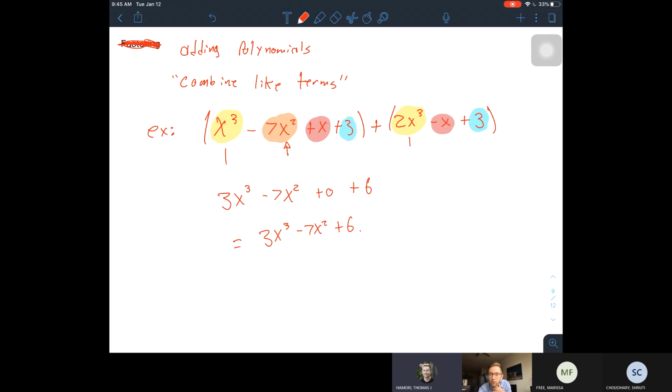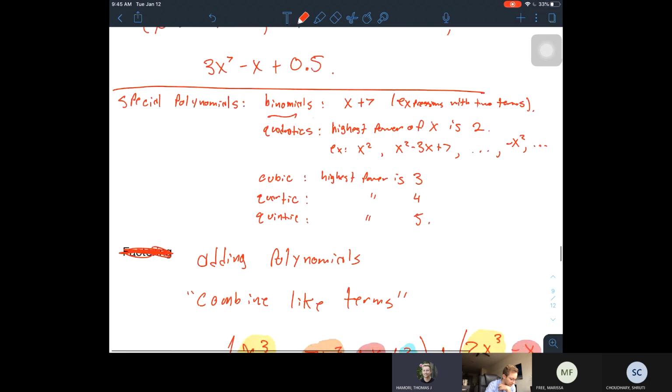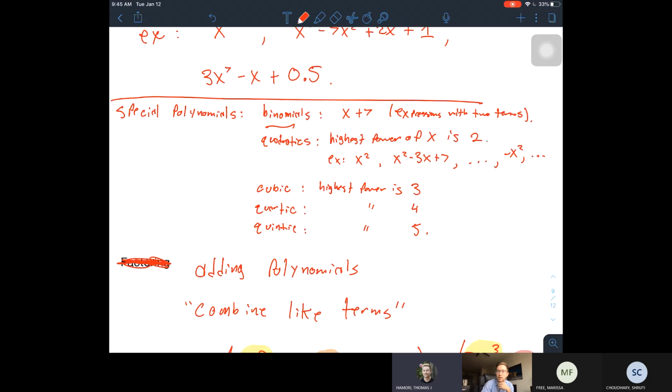Let's see here. Show the page of special polynomials making notes. Ah, I see, yes. Special polynomials. That's what you wanted to see, I think.